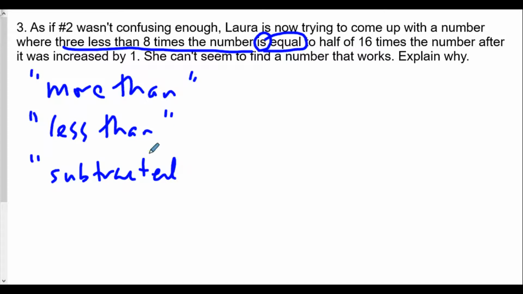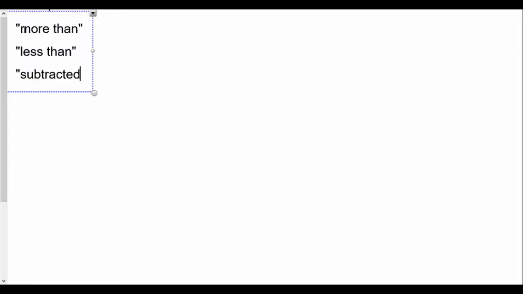You know what? I'm going to make a new page for this so you can see it. My handwriting's terrible. So three phrases, ladies and gentlemen. The 3 phrases are going to be more than, less than, and subtracted from. Now, not subtracted by. Very, very different. Subtracted from.